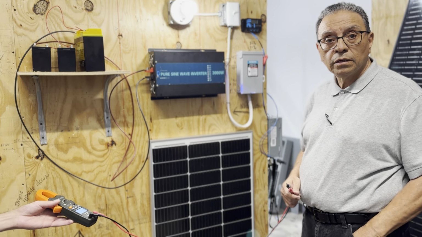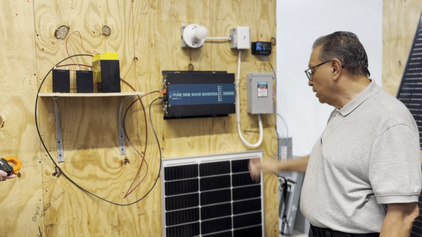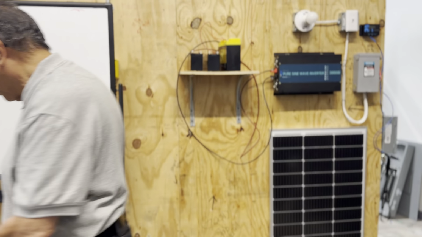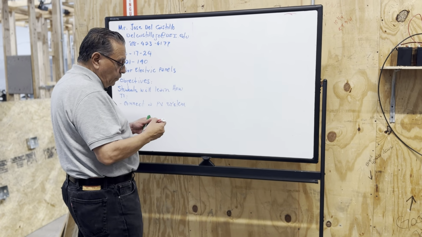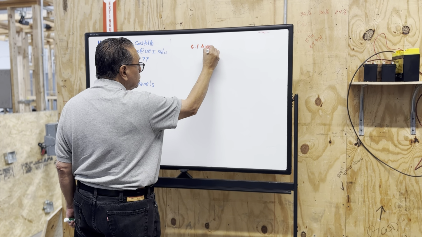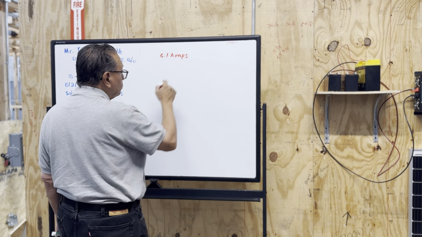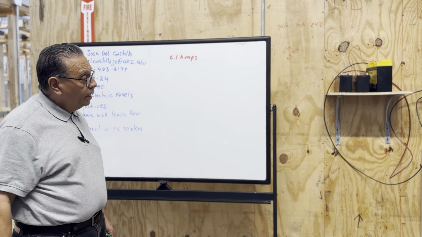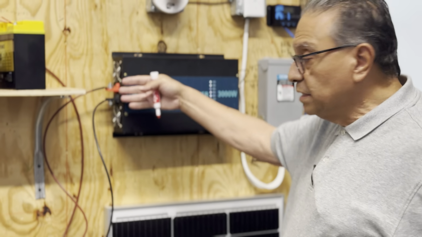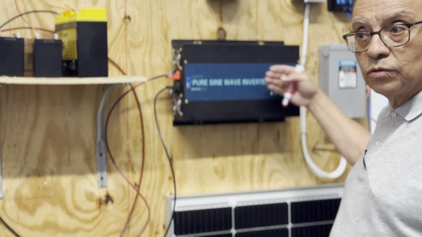How many minutes? So how do I determine my battery size? First of all, I need to know that the battery is 6.1 amps, and they are connected in a series circuit, but each of them is 6.1 amps. And this device is converting the energy, in this case, DC into AC.